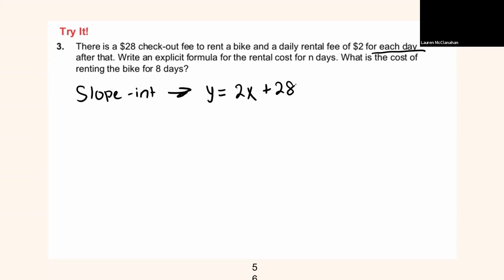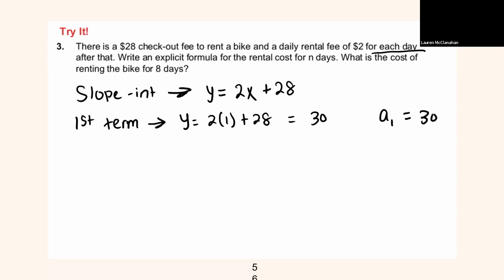So what we need to figure out is what is our first term. So when you're looking for your first term, all you plug in for x is 1 in slope intercept form, okay? First term, you plug in a 1. If you were looking for your second term, you plug in a 2. Okay, so y equals 2 times 1 plus 28. So 2 times 1 is 2 plus 28 is 30. Okay, so we just found our first term, a_1 equals 30. Now, our slope is 2. If my slope is 2, that means my common difference is also 2 because remember, slope and common difference are always going to be the same.